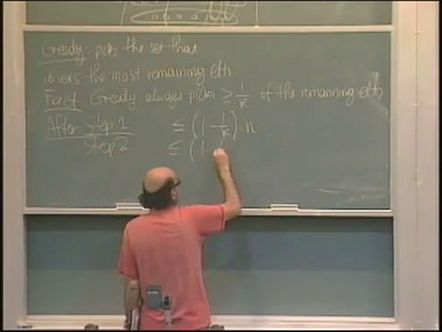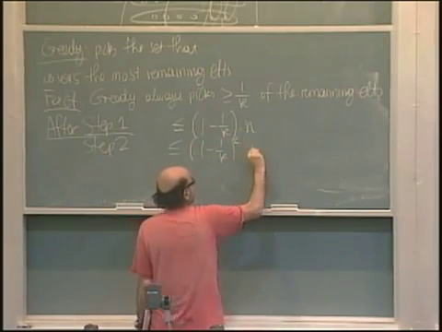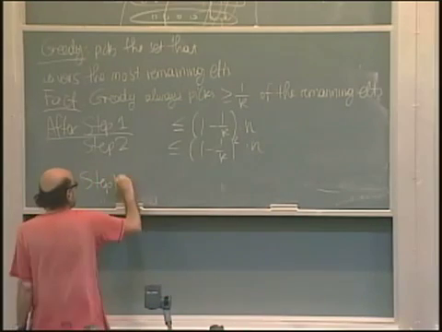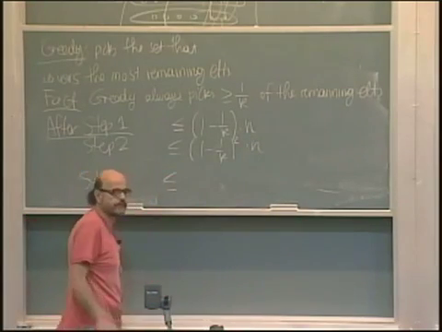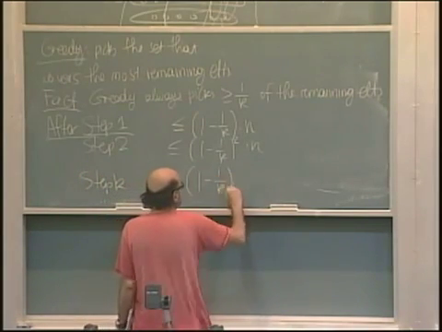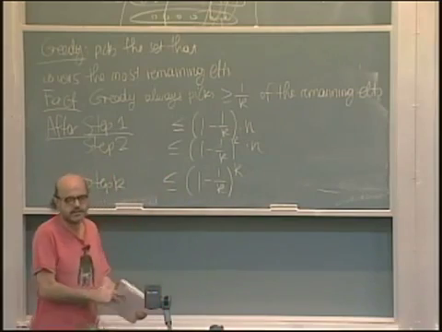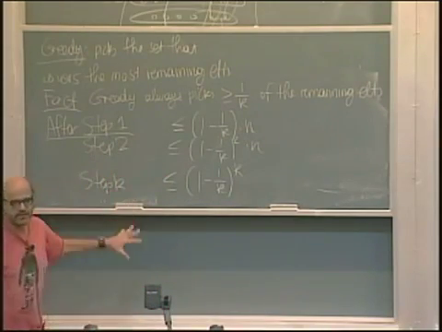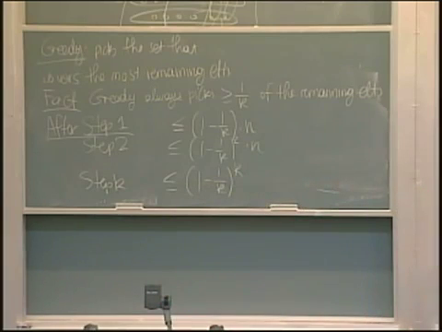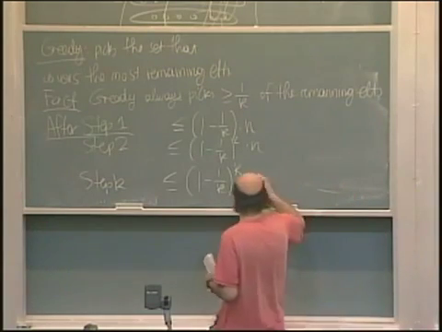1 minus 1 over k squared, right? Times n. Get it? After step k, how many? 1 minus 1 over k to the k. All right. That's already bad news, okay? You see what I'm saying? That we did as many steps as the optimum would have done, and we may have lots of elements.